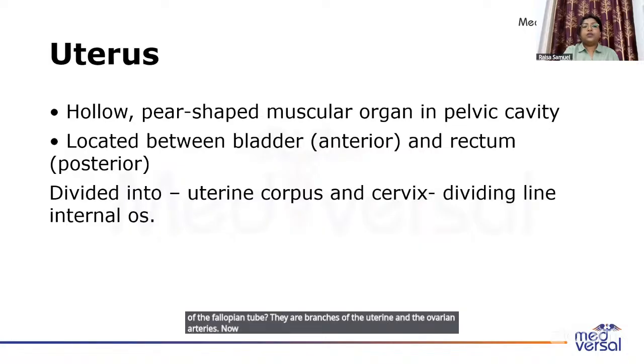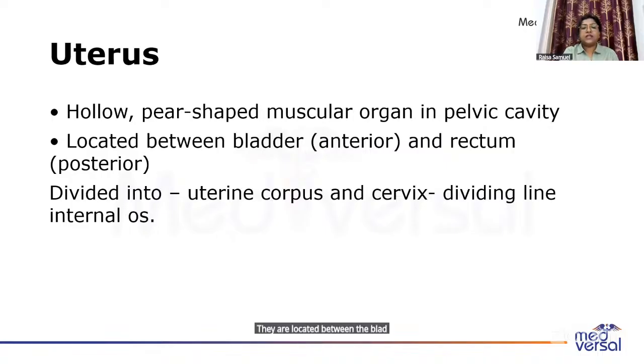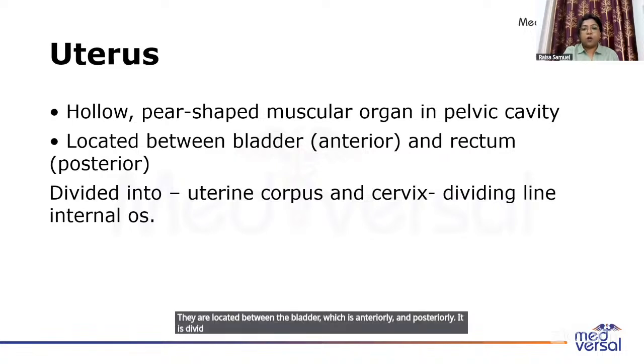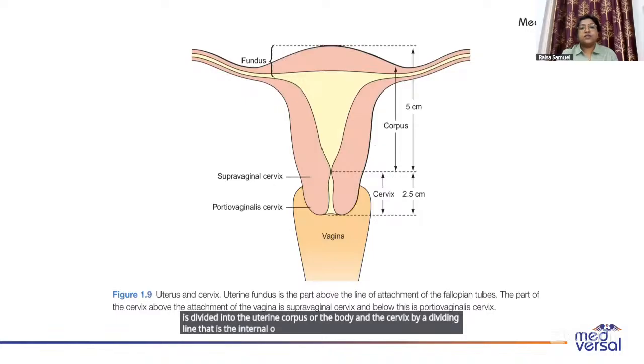Now we are going to the uterus. The uterus is a hollow pear-shaped muscular organ in the pelvic cavity. It is located between the bladder anteriorly and the rectum posteriorly. It is divided into the uterine corpus or the body and the cervix by a dividing line, that is the internal os. So this is the uterus.